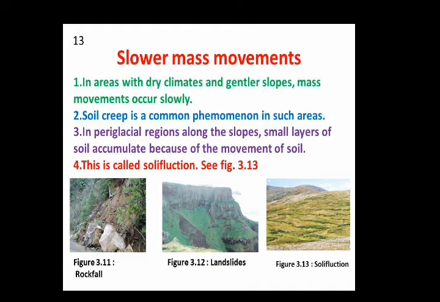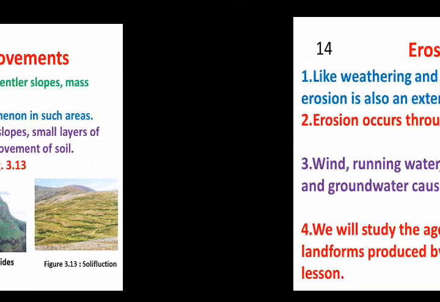Understood? See, the mass movements are of two types, one rapid and the second a slower one, and other terms also we have discussed here. Next one, which is given, erosion. Like weathering and mass movements, erosion is also an external process. Erosion occurs through various agents of erosion. We are going to study that in the next topics.